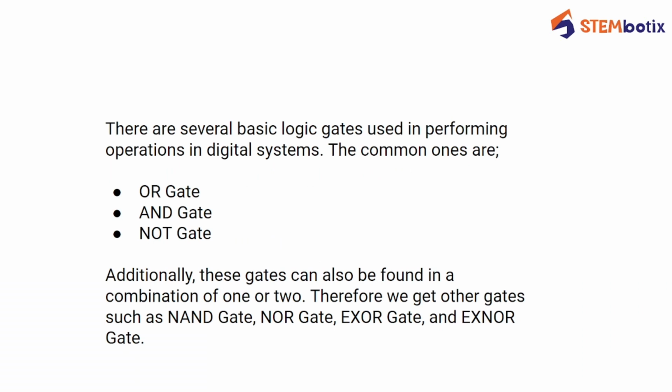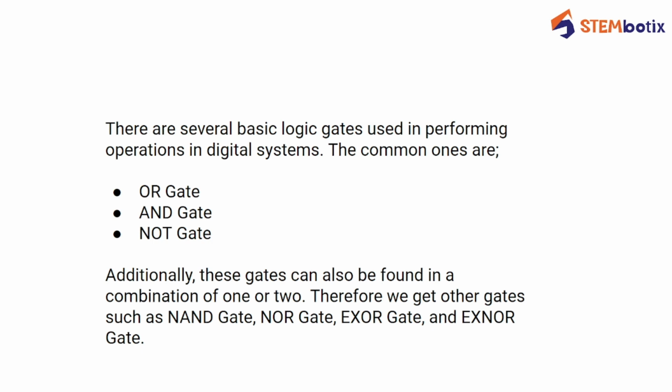There are different types of logic gates used in performing operations in digital circuits or digital systems. The common ones are OR gate, AND gate, and NOT gate. Additionally, these gates can also be combined with each other to get different gates. Therefore, we get other gates such as NAND gate, NOR gate, XOR gate, and XNOR gate.